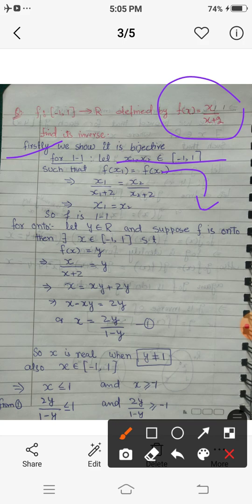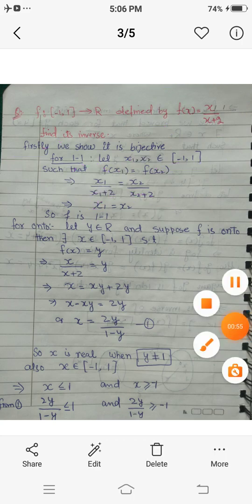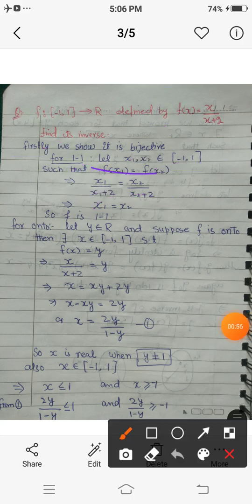Now f(x1) is x1/(x1+2) and f(x2) is x2/(x2+2), which implies that after multiplication and cancellation x1 = x2. So this means that f(x1) = f(x2) implies x1 = x2. Hence f is a one-one function.